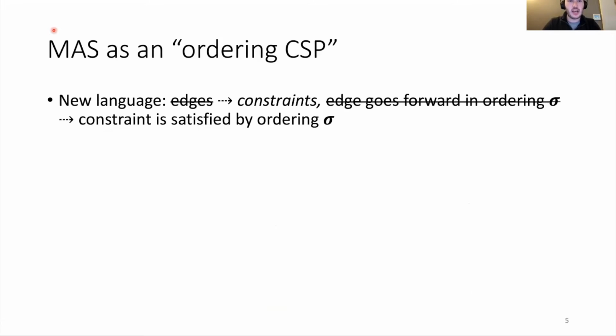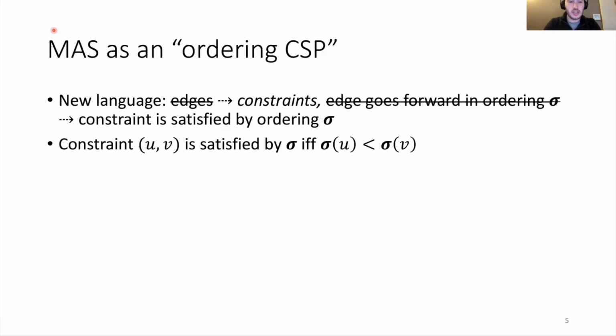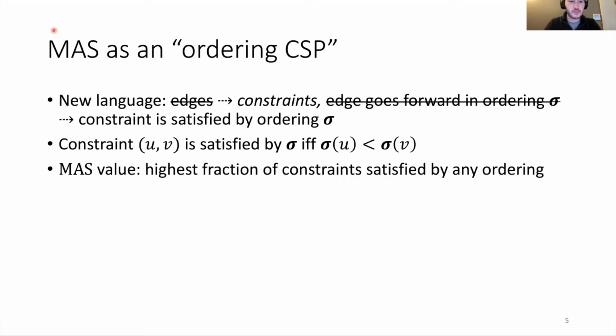We view MAS as a particular type of problem called an ordering constraint satisfaction problem. So we think of an edge as a constraint which says something about the order of 2 particular vertices or variables in the graph. And instead of saying that an edge goes forward in a particular ordering, we think of a constraint being satisfied by a particular ordering. So in particular, a constraint (u, v) will be satisfied by an ordering sigma of the vertices if and only if sigma of u is less than sigma of v. And now the MAS value of an instance psi is the highest fraction of MAS constraints which are satisfied by any ordering of the graph.